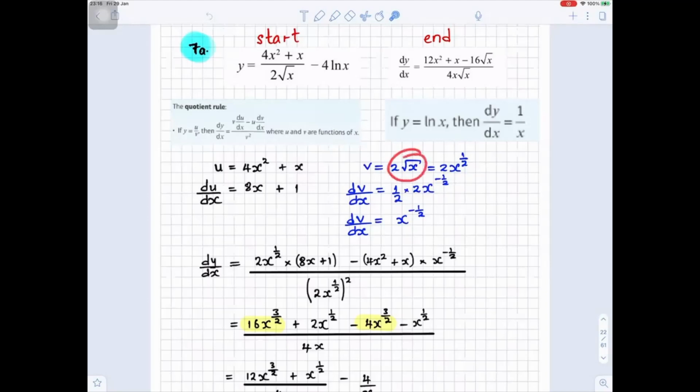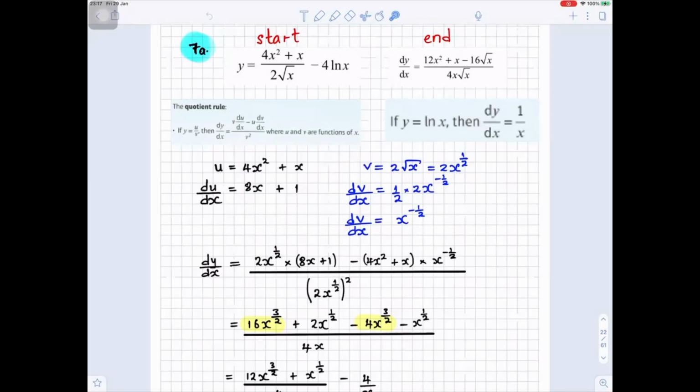2 root x, we can write it as 2x to the power half. When you differentiate 2x to the power half, the half comes in front, and you minus 1. So it becomes half times 2x to the minus a half. Half times 2 will give you 1. So it's x to the power minus a half. Now we put that into the quotient rule formula. So we have v, which is 2x to the half. That goes there, and that's for the v.